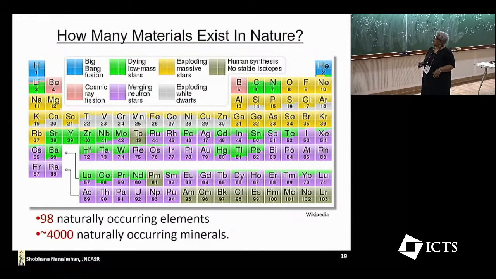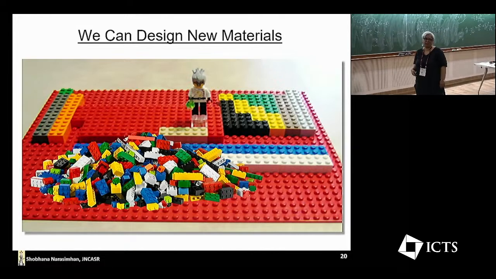So this is, of course, the periodic table. And we have about 98 naturally occurring elements, and about 4,000 naturally occurring minerals. But of course, we are not restricted to those. We can make new minerals. Out of these Lego blocks, this periodic table, the elements are the building blocks out of which we make new materials. So we want to mix them together in different proportions, in different structures, and get new materials. So how many can we make?